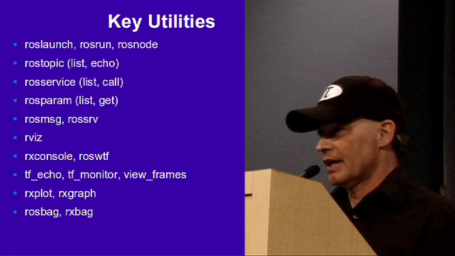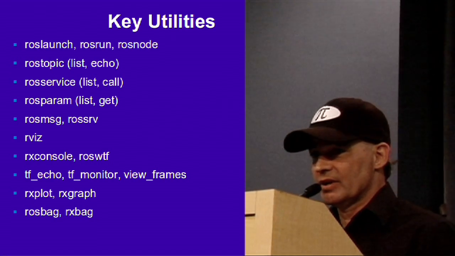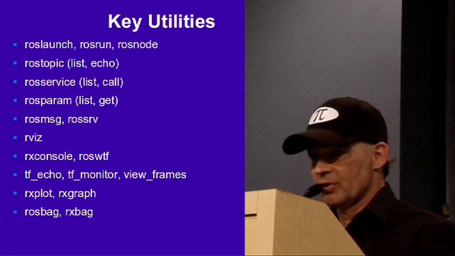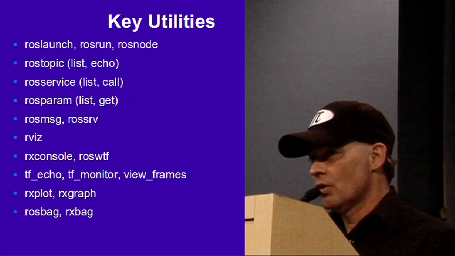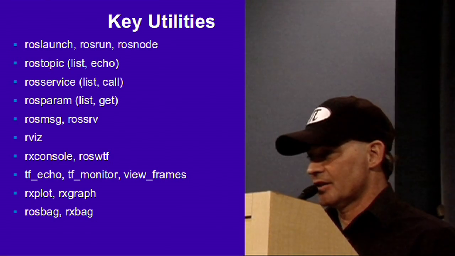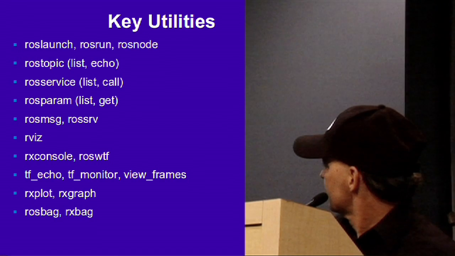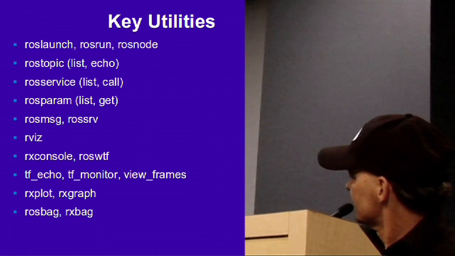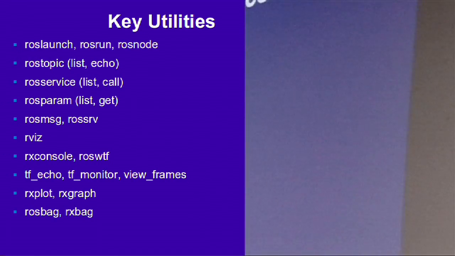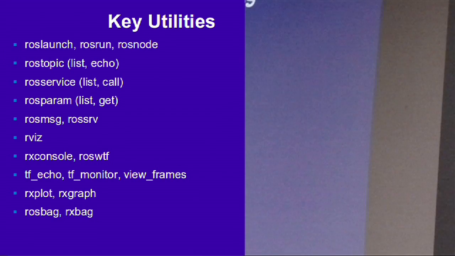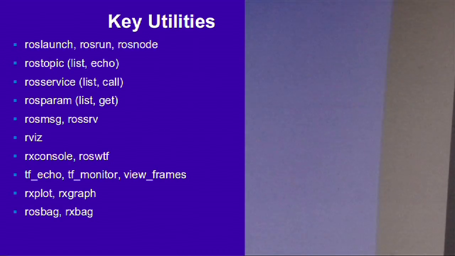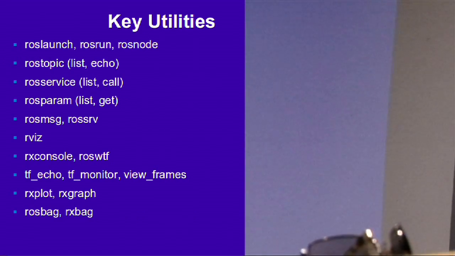Rostopic, at any point in time, you can list all the topics that your various nodes are publishing messages on, and you can also echo the values of those messages at any time. So it's a really good debugging tool. Rosservice does the same thing. Parameter server, we'll just buzz through this. RViz is the visualization tool. Roswtf is just my favorite name of a command.